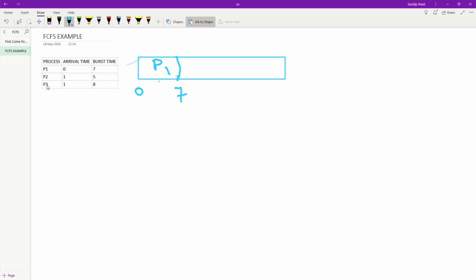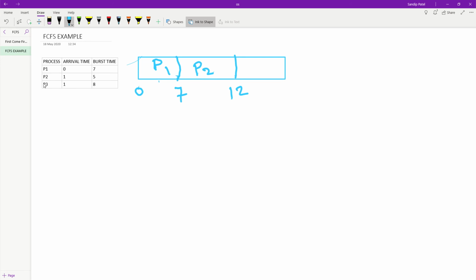So now out of these two processes we have to select one. Which will we select first? That is first come first serve. So we will select P2 as the next process. Now how much burst time is required for P2? That's 5 milliseconds. So 7 plus 5, here it is 12, right?